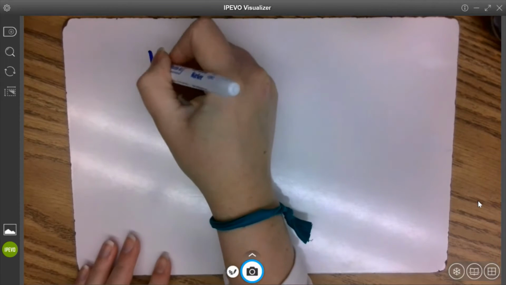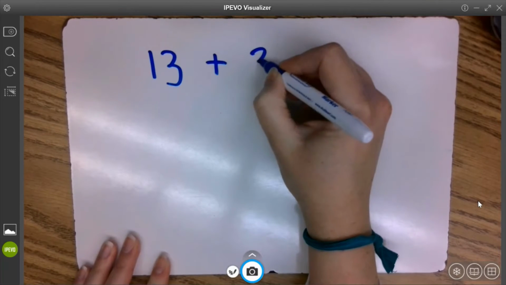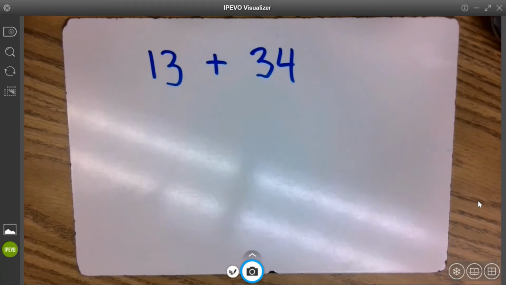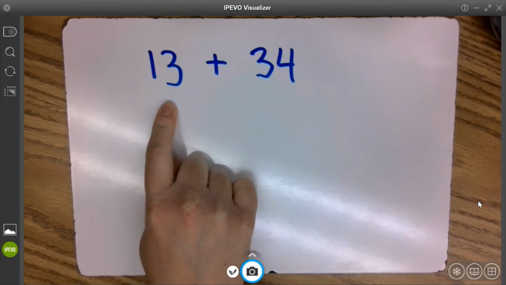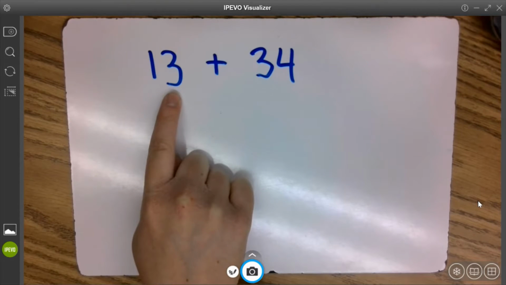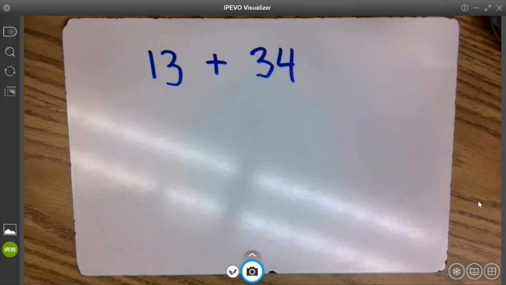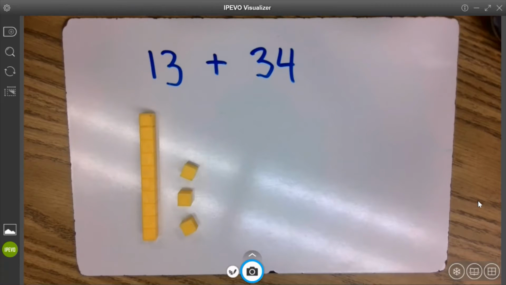Let's say that we have the number 13 plus 34. Okay. First thing we need to know is, what does 13 mean? Can you do it with me? Okay, 13 means a group of 10 and 3 ones. So I can show that, a group of 10 and 3 ones. We're going to add 34.